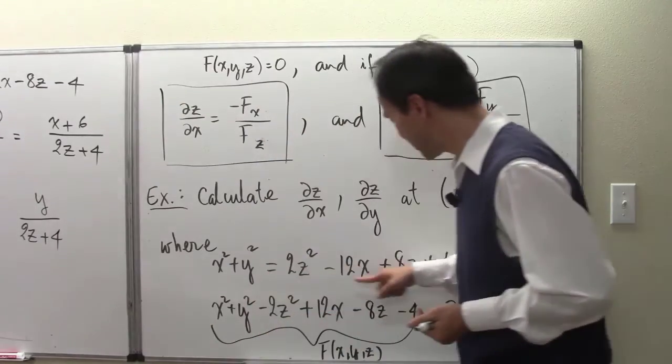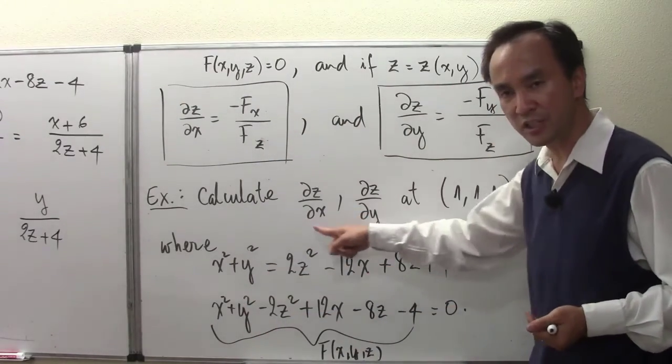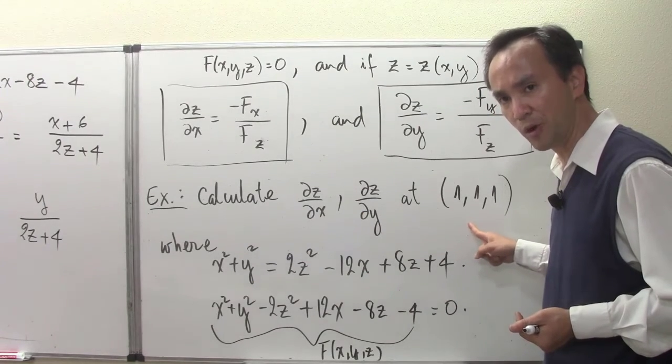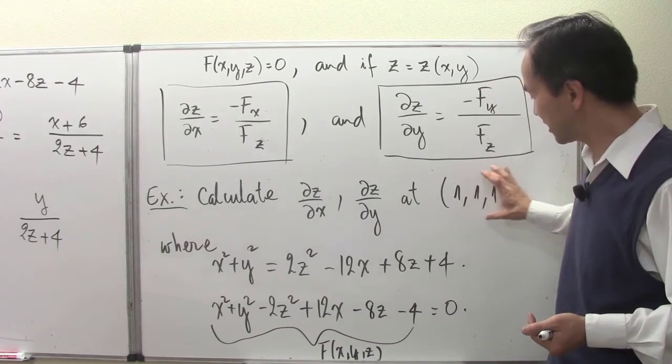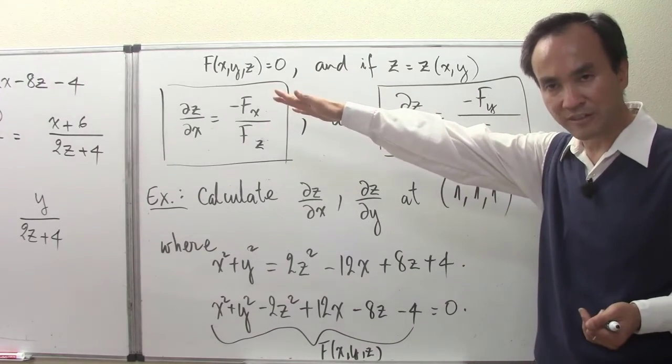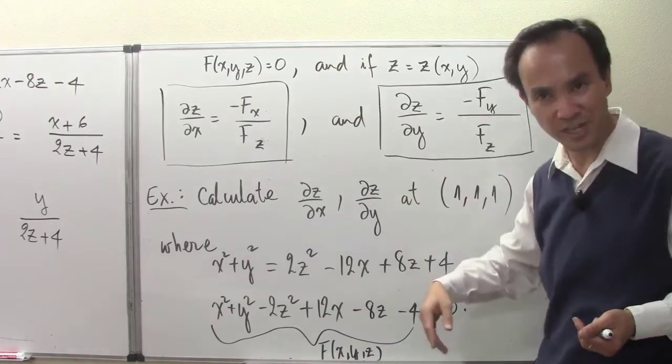The problem is just asking us to evaluate these two partial derivatives at this particular point, the point (1, 1, 1). So we're just going to substitute this triplet of values into the two partial derivatives: 1 for x, 1 for y, and 1 for z.